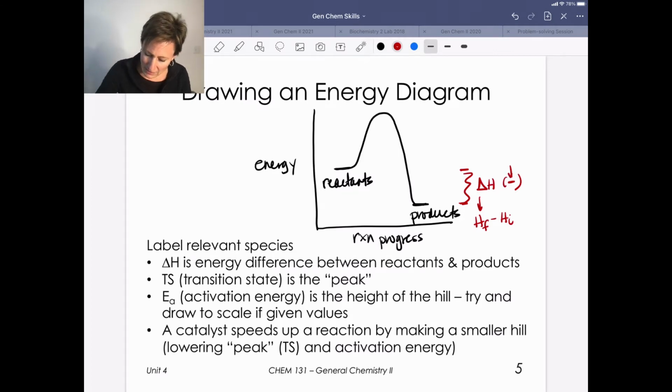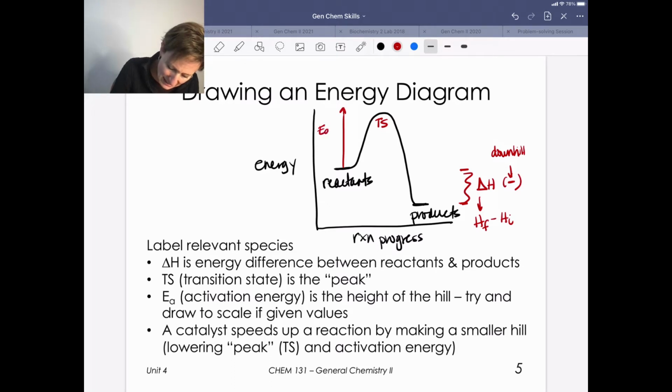And this negative is also indicative of this going downhill. All right, transition state. Transition state is right there. That's just the peak that we go through. Activation energy is the height of the hill. Okay, it's actually drawn from the energy level of the reactants up to the transition state, and this is going to be the activation energy for the forward process.